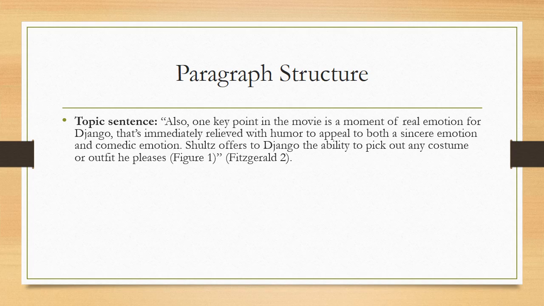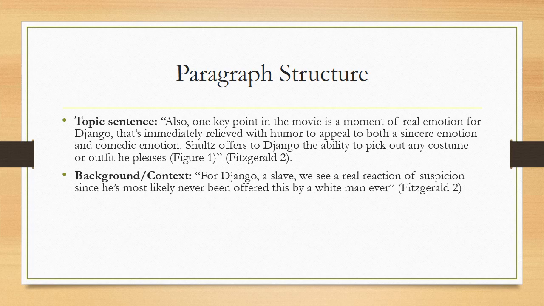So Schultz offers to Django the ability to pick out any costume he pleases. But for Django, a slave, we see a real reaction of suspicion, since he's most likely never been offered this by a white man, ever. So in case the reason why this is important or significant, that Schultz lets him pick out his own costume, we need to know that Django as a slave has probably never had this chance before.